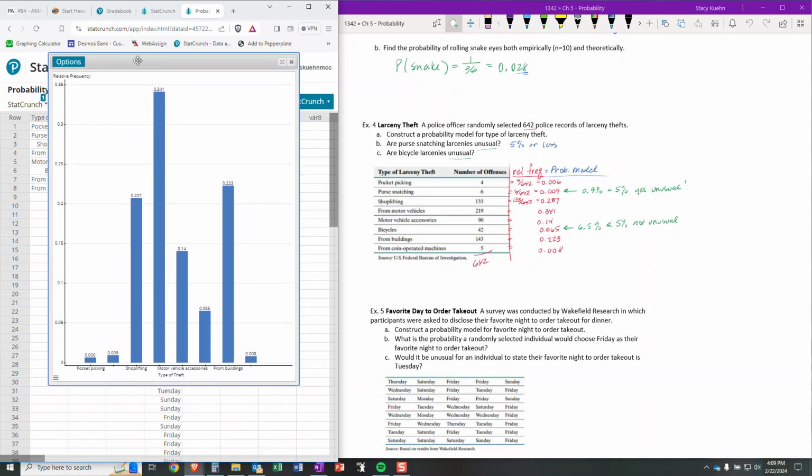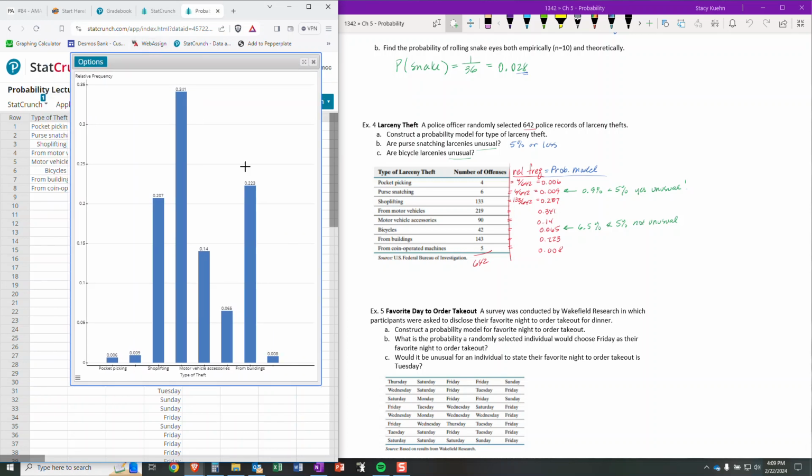And now you can see the values are displayed above my bars because my screen was kind of minimized. It wasn't showing up, but it is now. You'll notice that if I look at the bottom of my graph here, starting with the left, we have pocket picking, and then probably because it doesn't fit would be the next one. Then you've got shoplifting, motor vehicles, buildings, and so forth. So it's going in the same order as my table that I was originally looking at.